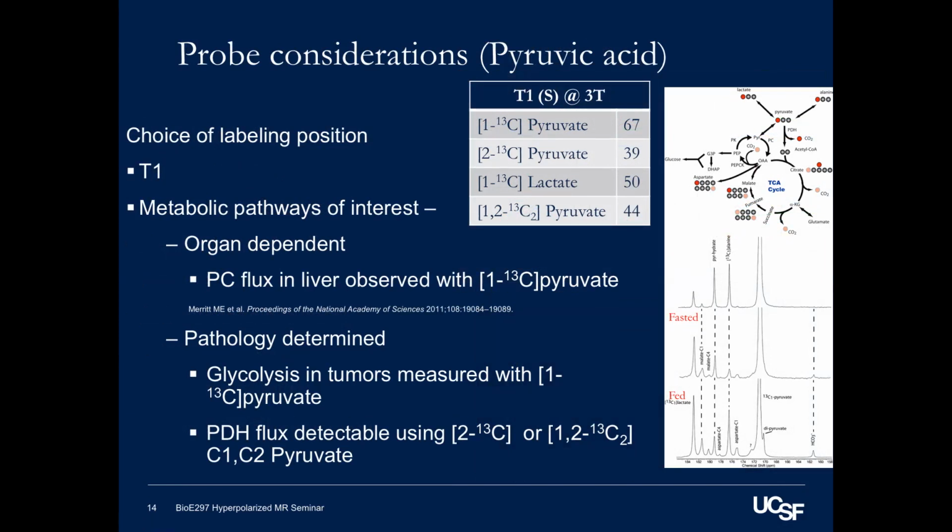The C3 is a CH3, a methyl group, and so the T1 is going to be really, really short. That's the reason why we don't do anything on this carbon. And so, why does it matter? Can you choose C2 pyruvate for your experiments as well as the C1?